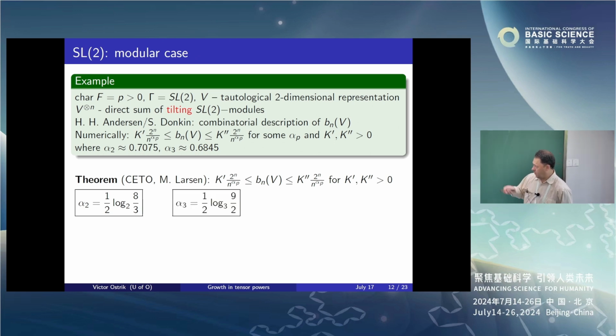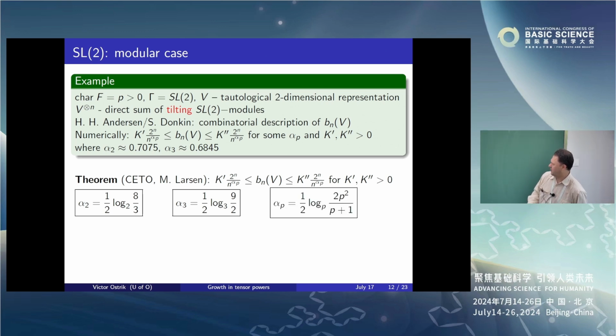It was proved by Michael Larsen and also independently by K. Coulembier, P. Etingof, Tubbenhauer, and myself. And I have formulas for these numbers. These numbers are given by something like this. You can do a little interpolation and find this number for any prime characteristic p.